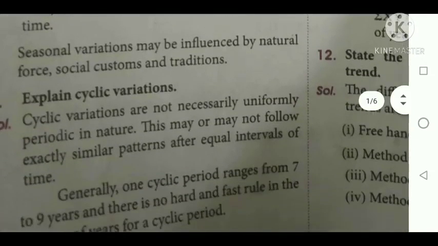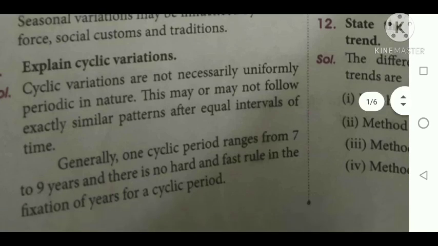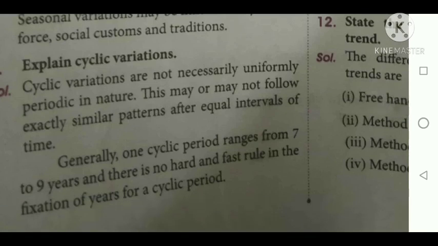Then next one is cyclic variation. It is not necessarily uniformly periodic in nature. It may or may not show exactly a similar pattern after equal intervals of time. Generally, one cyclic period ranges from 7 to 9 years. It is not within 1 year. So there is no hard and fast rule in the fixation of years for a cyclic period.